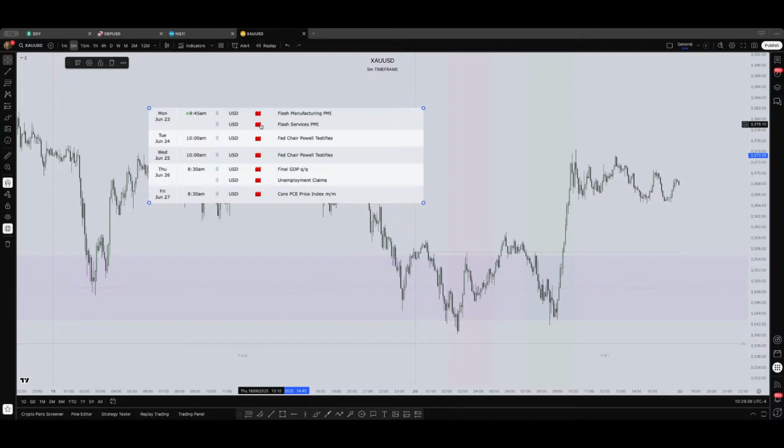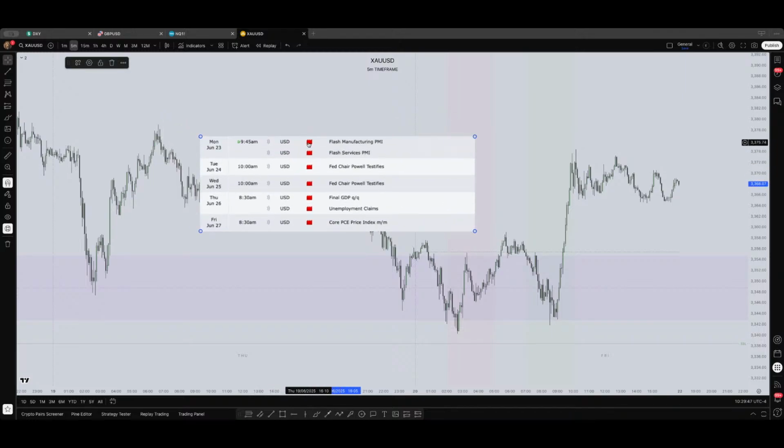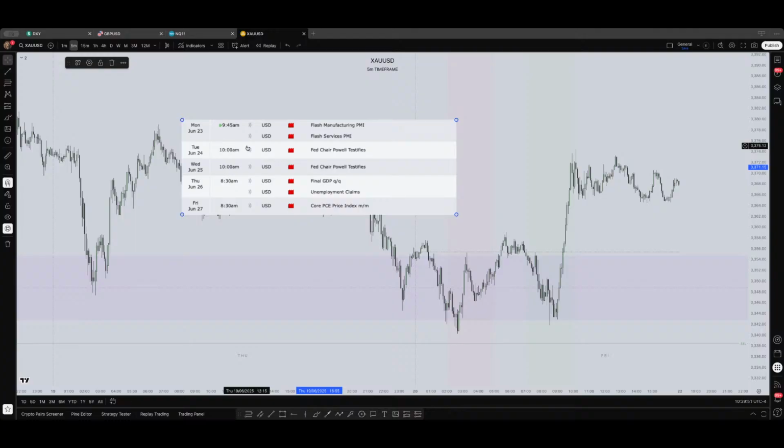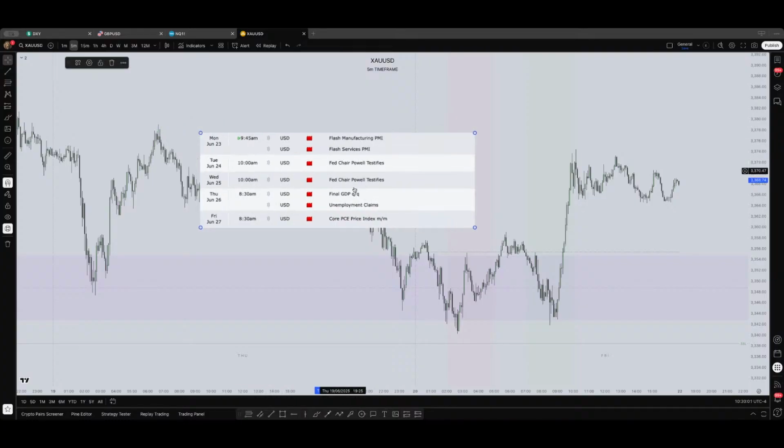And of course, you just wait for your setup to appear. Don't chase. If you don't see it, don't trade it. You have to wait to see it, and always use a stop loss, as you know, and don't go crazy with leverage. So this is important to have in mind.